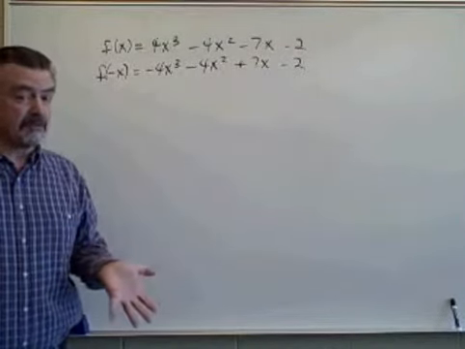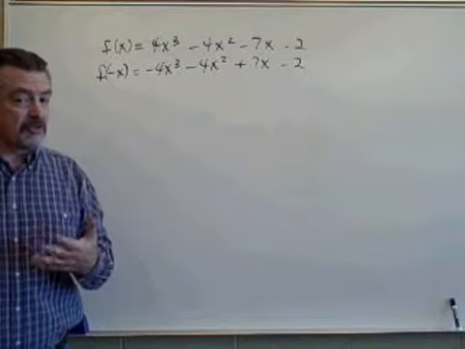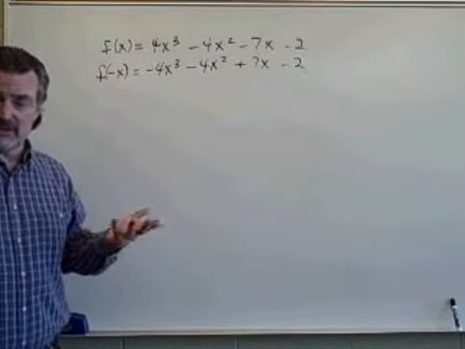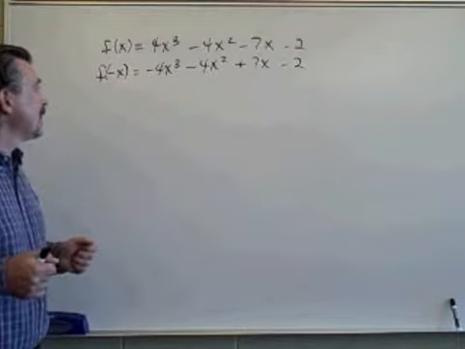It may not have 3 real zeros. Some of the zeros could be complex numbers. But at the most, if it had real zeros, at the most it could have would be 3.